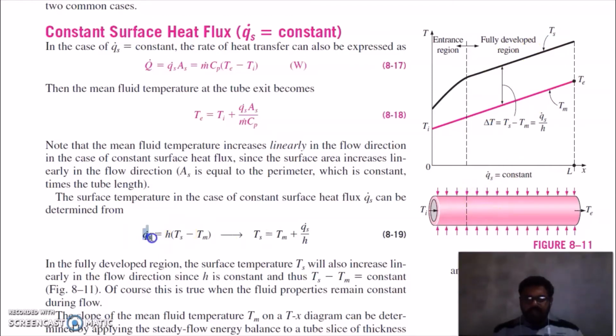So this is the heat flux, which is equal to h into Ts minus Tm. We know heat flux is constant, h is constant, and it means this difference must be constant, Ts minus Tm. You can see in this graph, Ts minus Tm is constant throughout the length of this pipe. This difference is constant. Or we can say, rearranging, Ts is equal to Tm plus Qs by h.